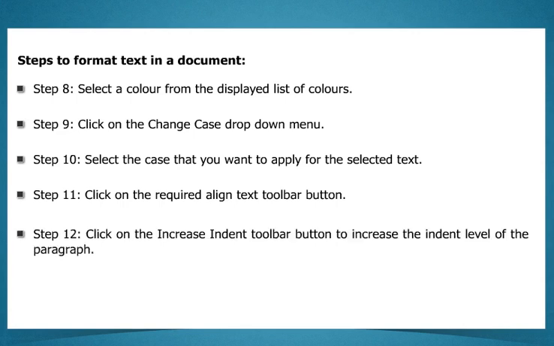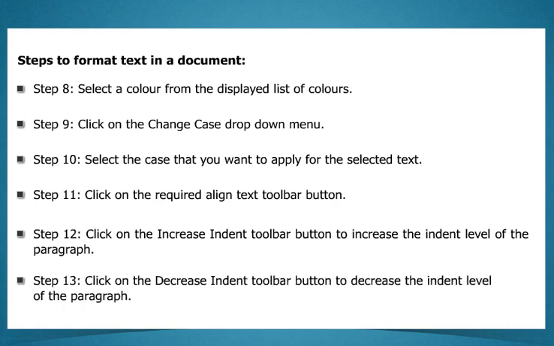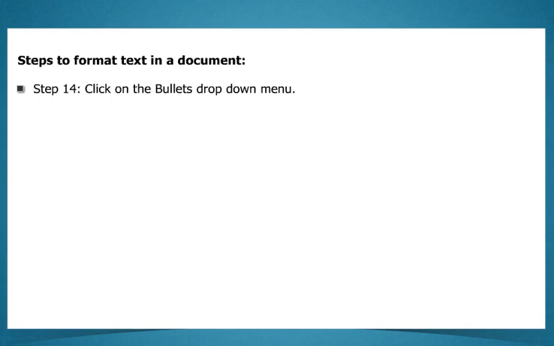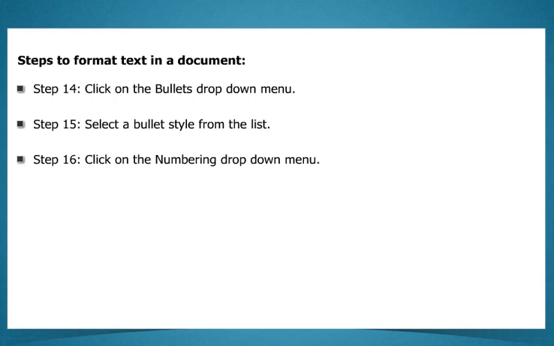Step 12. Click on the Increase Indent toolbar button to increase the indent level of the paragraph. Step 13. Click on the Decrease Indent toolbar button to decrease the indent level of the paragraph. Step 14. Click on the Bullets drop-down menu. Step 15. Select a bullet style from the list. Step 16. Click on the Numbering drop-down menu. Step 17. Select a numbering format from the list.